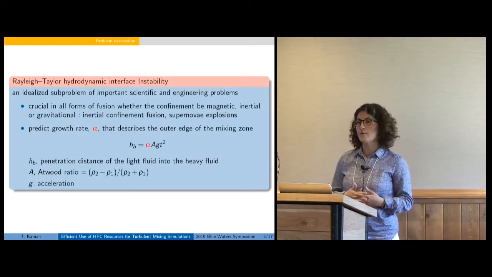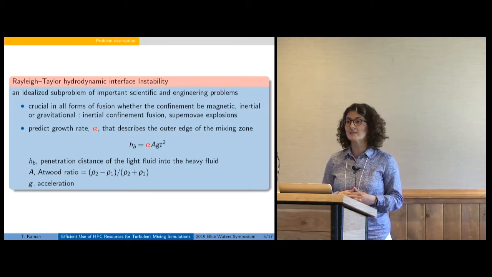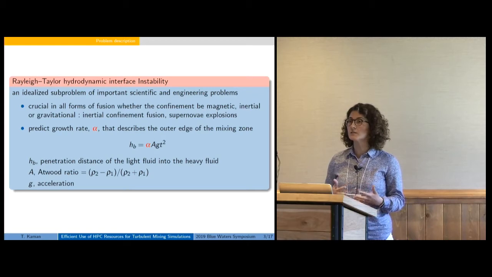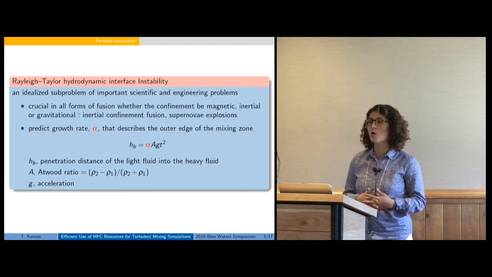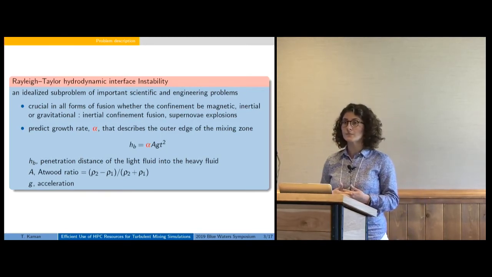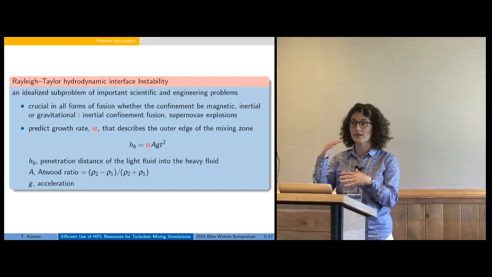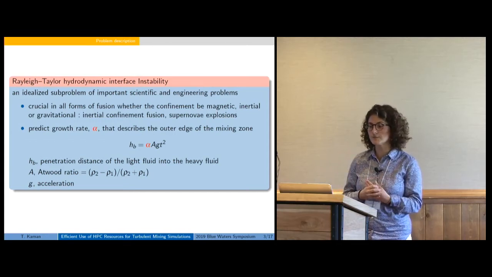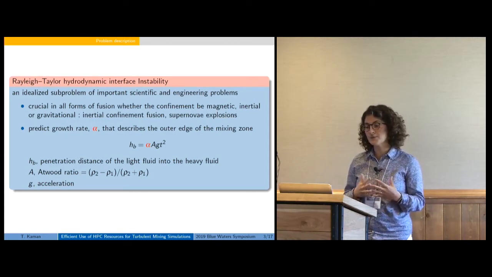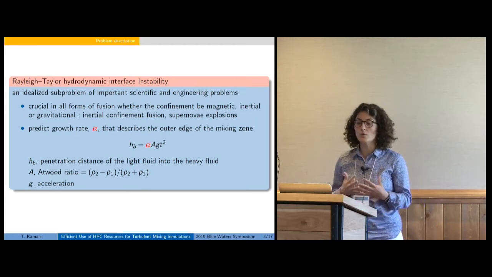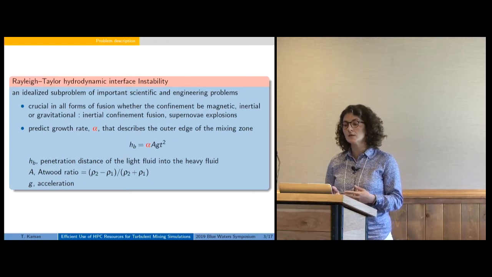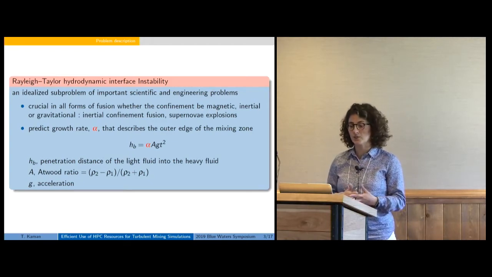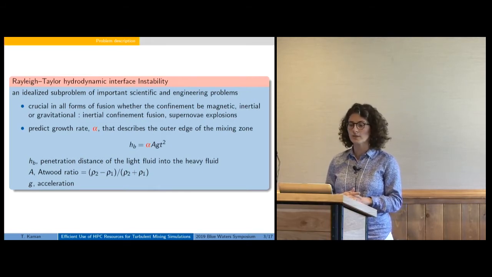So the problem that we have been working on is Rayleigh-Taylor instability. It's a hydrodynamic interface instability which occurs in an idealized problem of important scientific and engineering problems. If you have two fluids, like heavy and light, the interface between these two fluids becomes unstable under any disturbance. So this is a very important instability because it's crucial in all forms of fusion, whether the confinement is magnetic, inertial, or gravitational. Especially the applications are inertial confinement fusion and as well as supernova explosions.